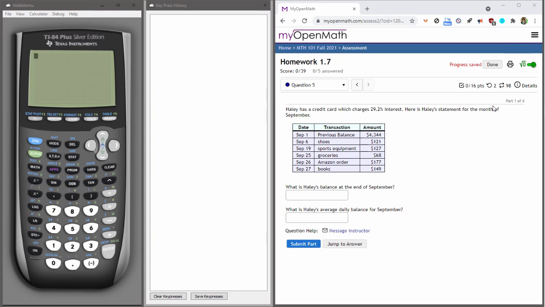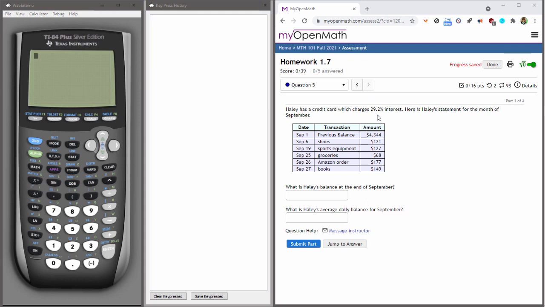This problem is a little bit challenging and time-consuming. And so I wanted to make a video where I just walk through the whole process of answering all of the parts of this problem. So we noticed that this is going to be a multi-part question because of this part 1 of 4. And we're going to be asked to do several things.